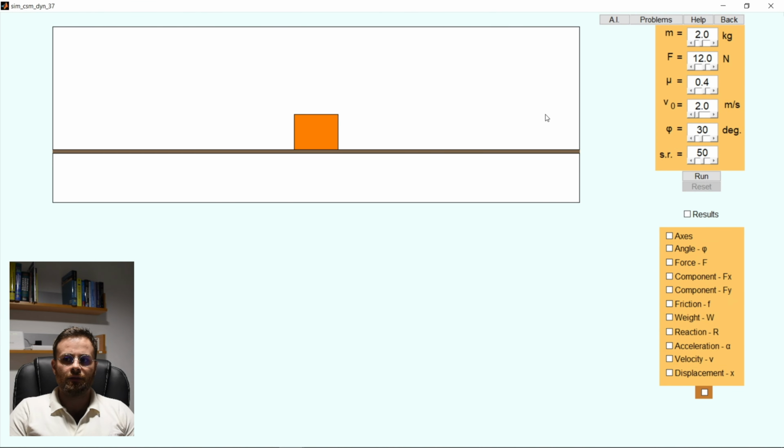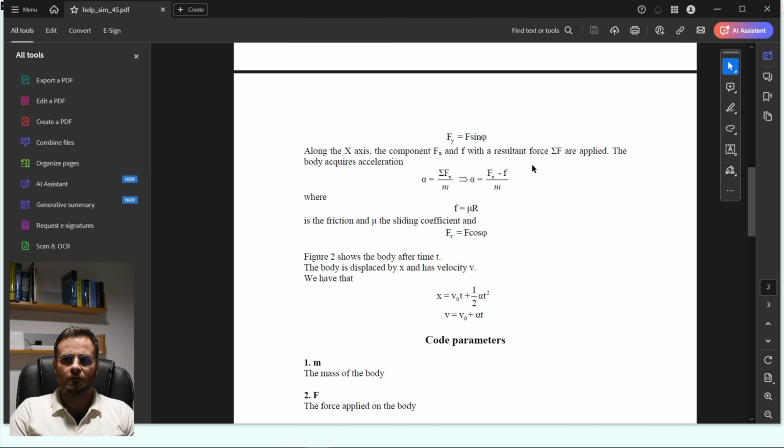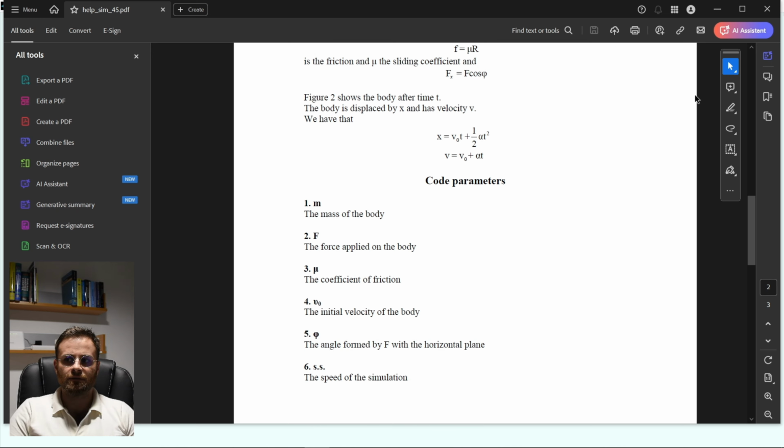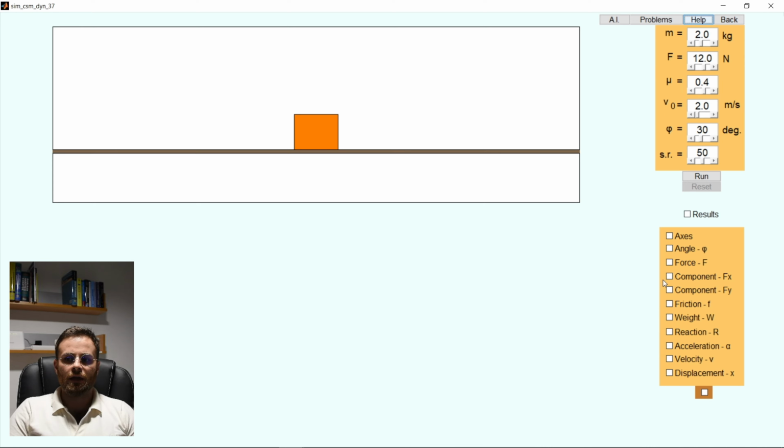You are now viewing the simulation of an experiment whose results are explained using Newton's second law. In the help option, you will find the basic theory of the experiment. The body is on a horizontal surface with friction. A constant force F is applied to the body, forming an angle phi with the surface. The friction force F acting on the body by the surface is shown. The body experiences the weight W and the reaction R from the surface.